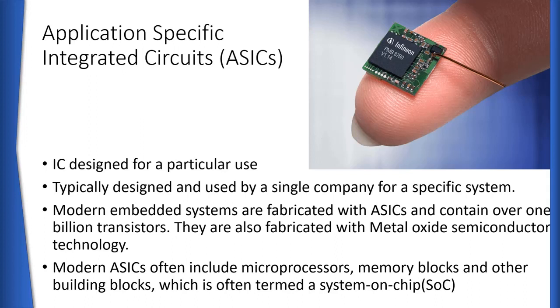Such embedded processors need more time and more resources to develop the IC and hence are expensive, but they give extremely high performance. Modern embedded systems are fabricated with ASICs and contain over 1 billion transistors. They are also fabricated with metal oxide semiconductor technology.